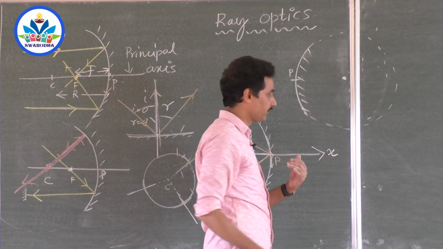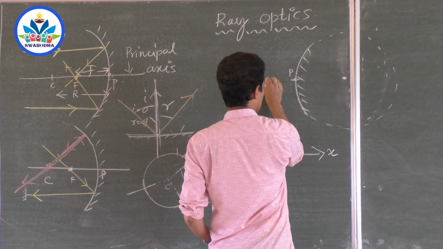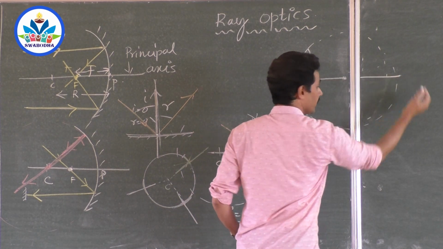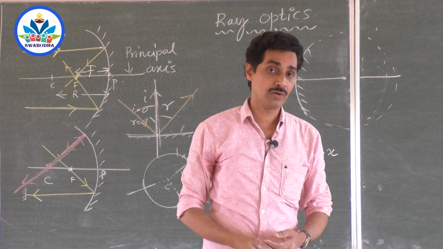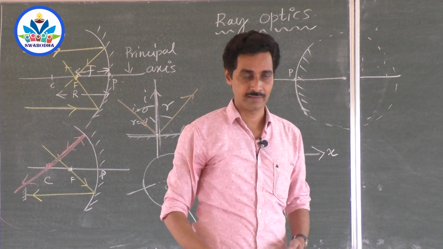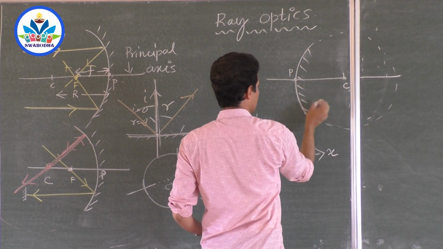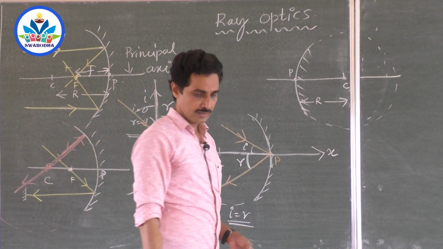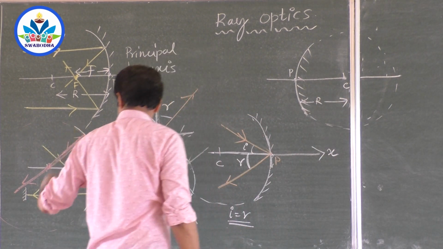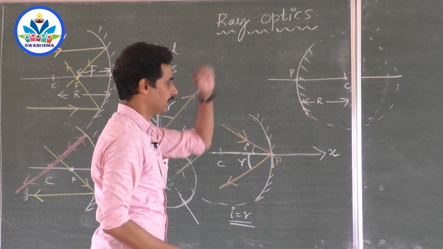Again, the same definition holds good. And the line joining the pole and the center is called the principal axis. Remember, it is a line joining the center and the pole, and it does not have a definite length. But what is the distance between the center and the pole? That is called the radius, like this. Now we will study the same rays. What happens to the same rays when they are incident on a convex mirror?